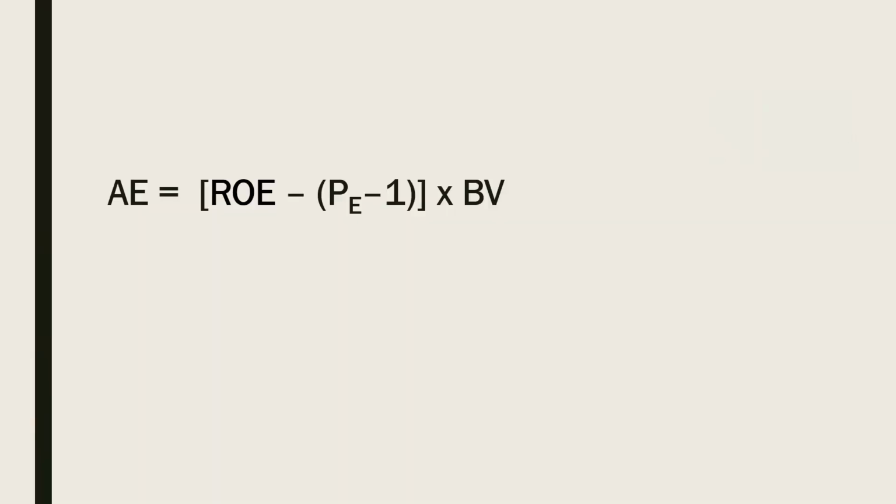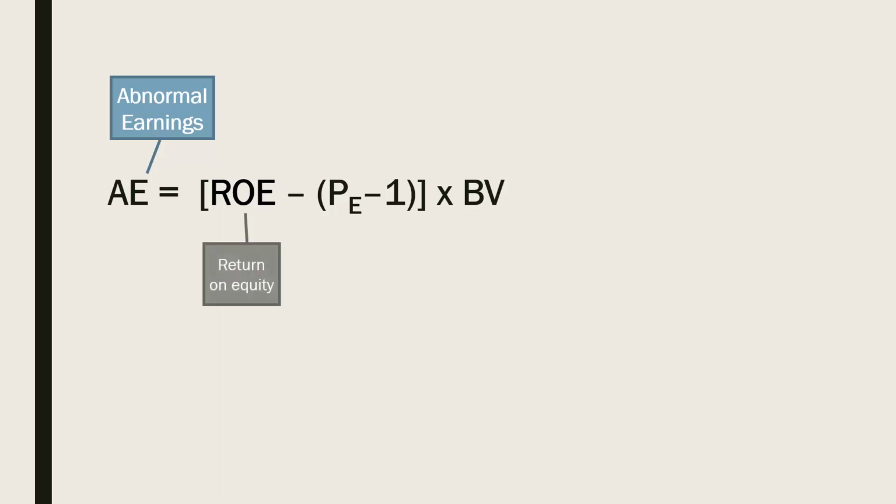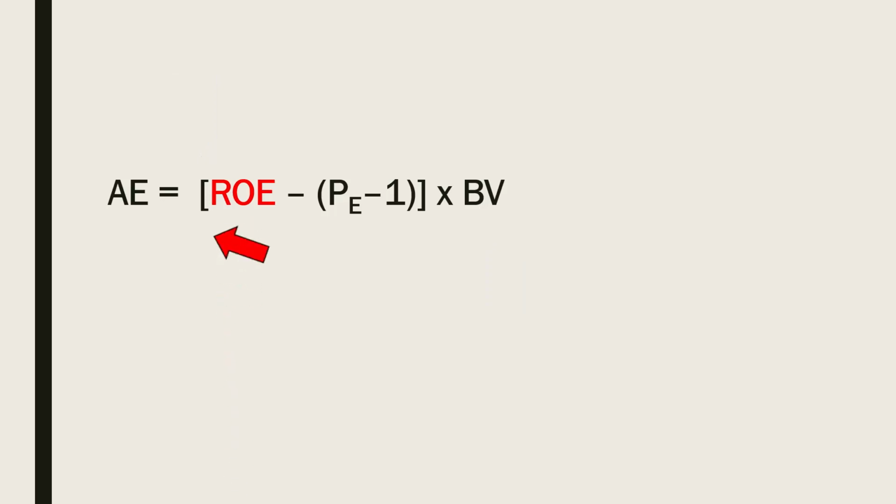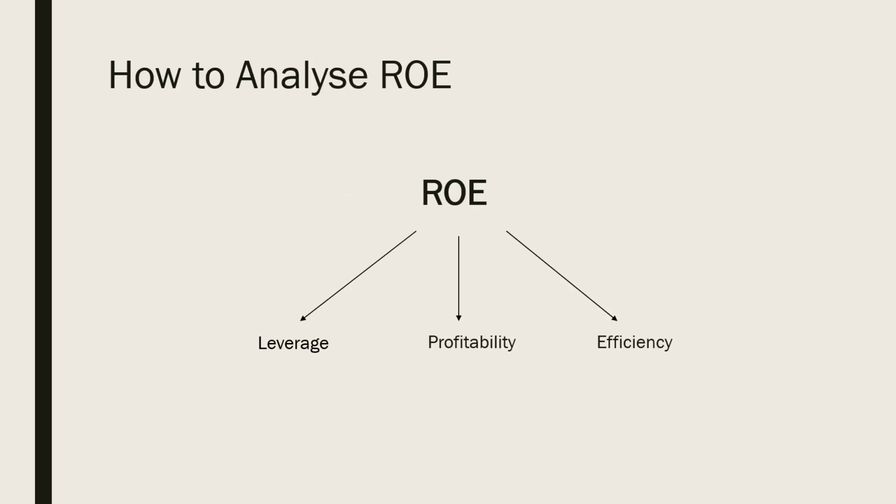As we have seen, abnormal earnings equals (ROE minus the cost of equity capital, or re) times the book value of equity. Another way of saying this is that abnormal earnings is driven by three things: return on equity, cost of equity capital, and the book value of equity. One of the accounting drivers of abnormal earnings is return on equity. In turn, there are three parts to a firm's return on equity: leverage, profitability, and efficiency. In this video, we will focus on efficiency.